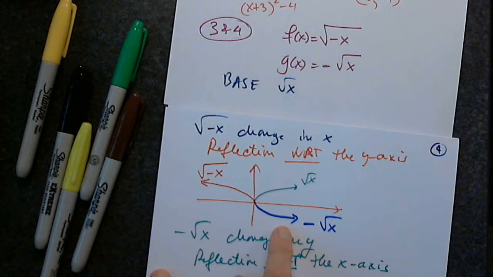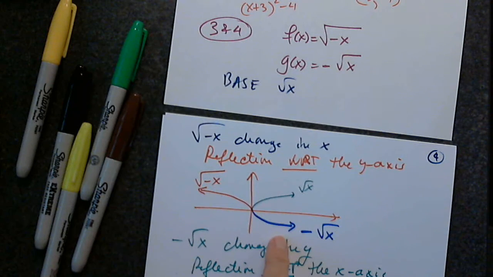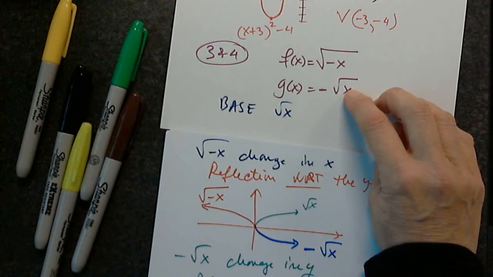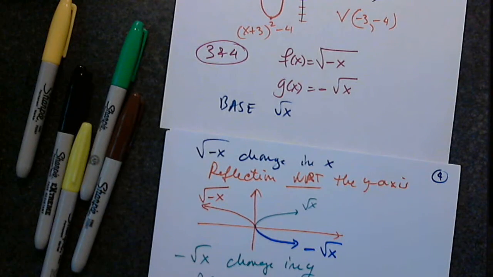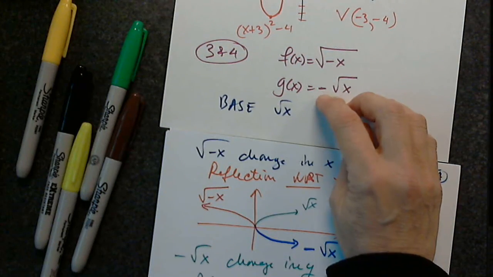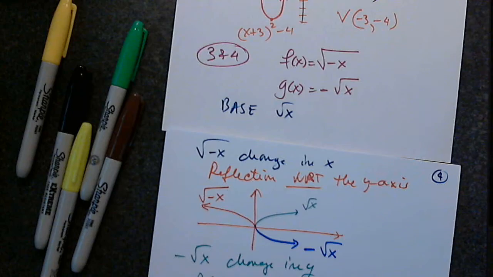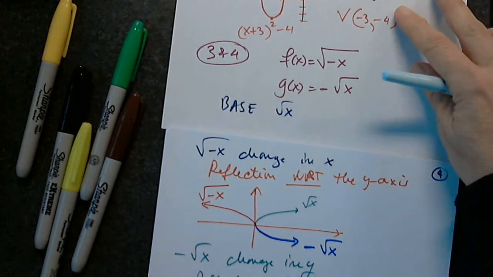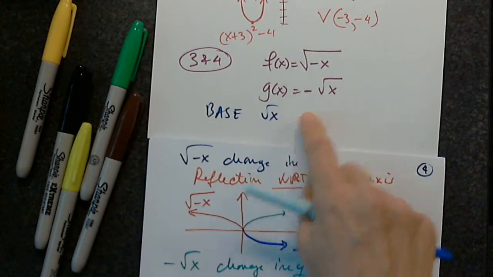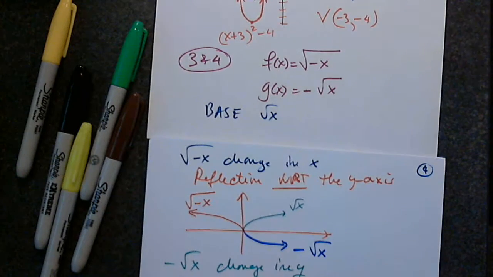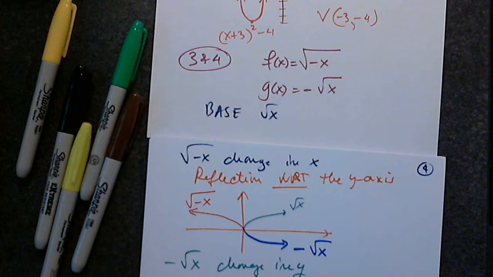So the g of x is a y value. So if the negative sign touches x, it's a reflection with respect to the y-axis. If it's outside and it touches y, the y value, then it's a reflection with respect to the x-axis. See the difference? Negative touches x. Here, negative does not touch x. It's completely outside, so it refers to y, not to x.